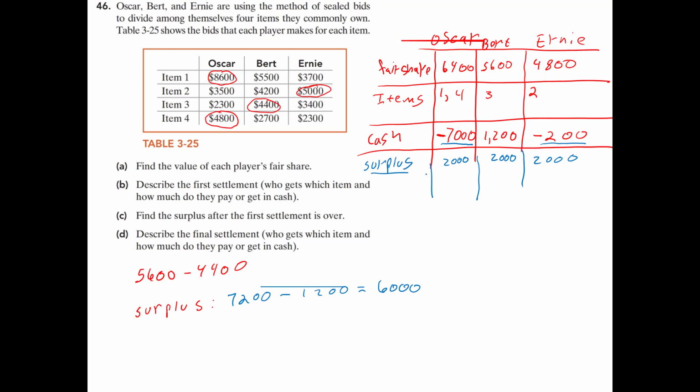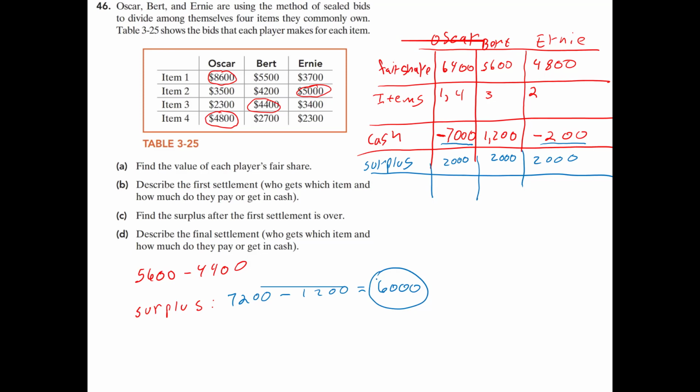Describe the final settlement, right? So find the surplus after the first settlement is over. So this is that part right there. There's the surplus. And the next part is to describe the final settlement, right? So just go person by person, right?